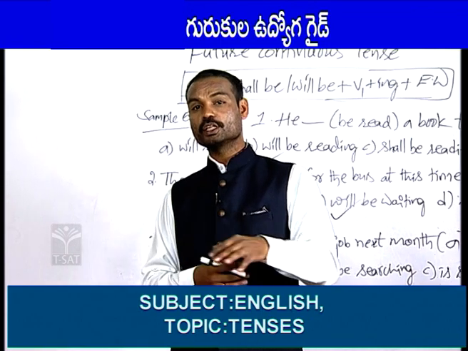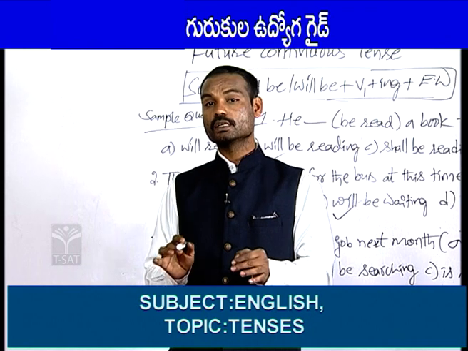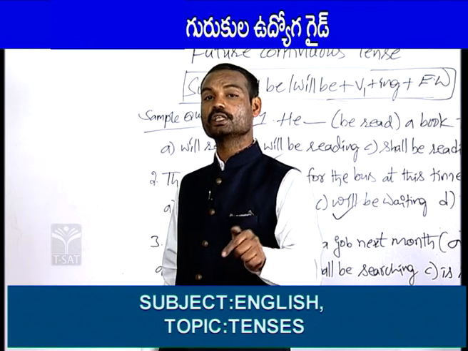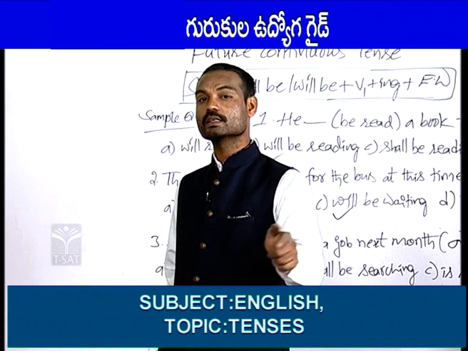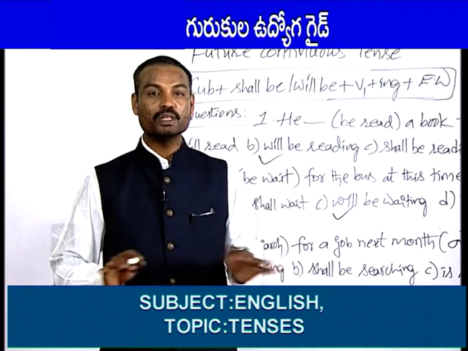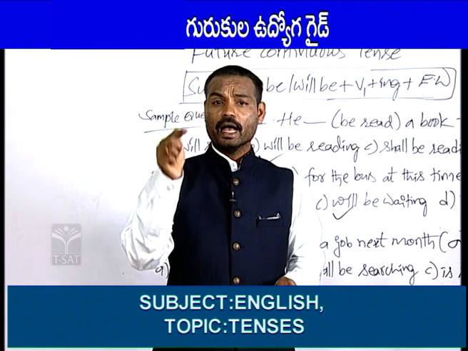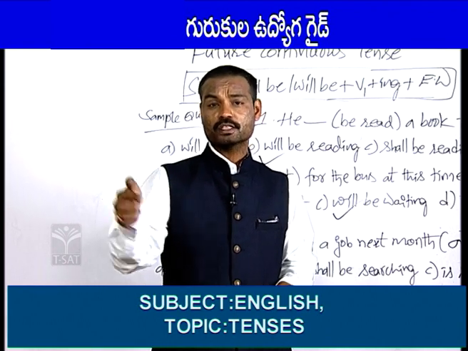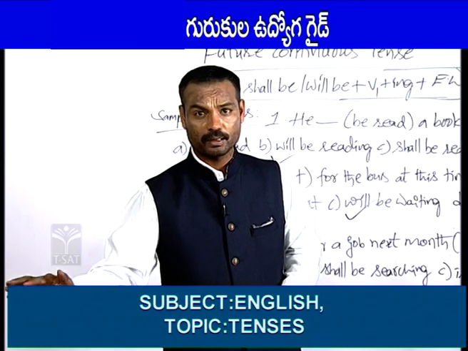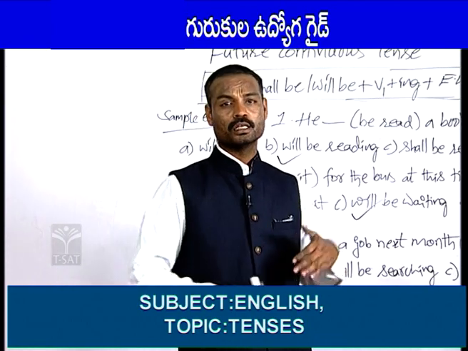So two things have been finished. Between these two completed works, which work was completed first? My brother completed his breakfast. That work was completed first. So the sentence should be like this: My brother had finished his breakfast before I finished. This is the example of past perfect tense.